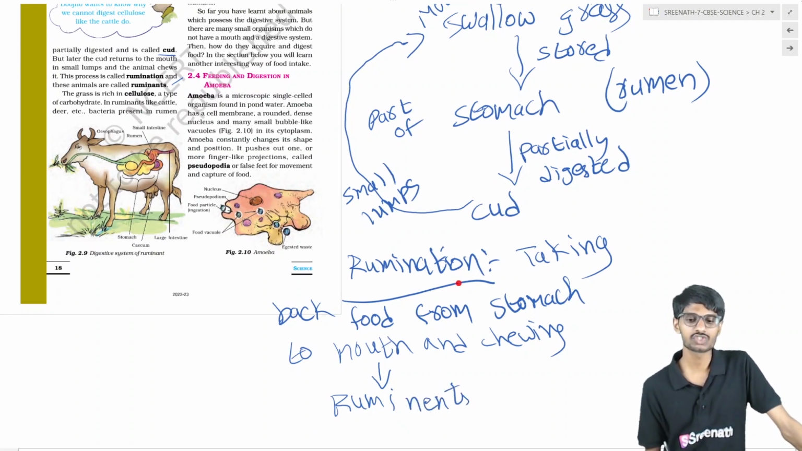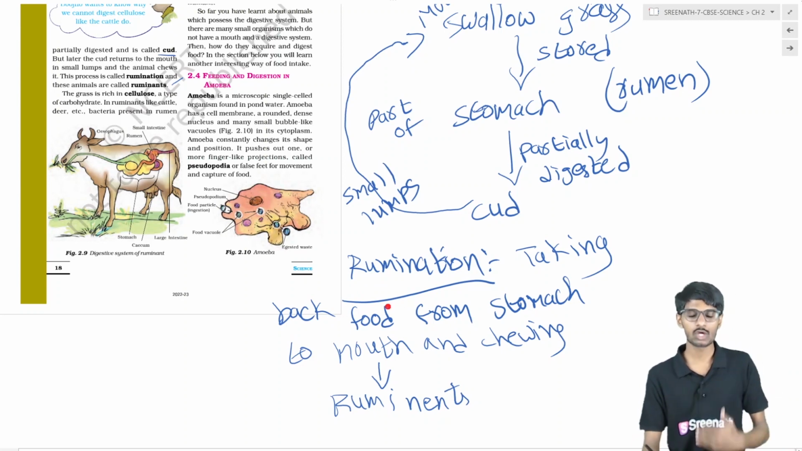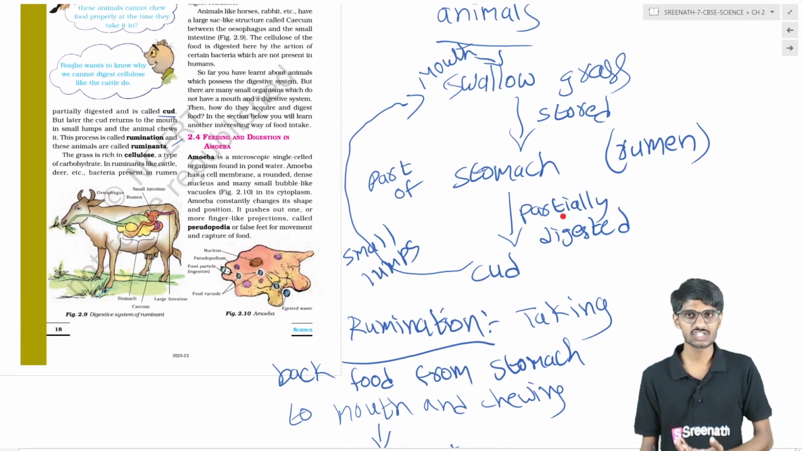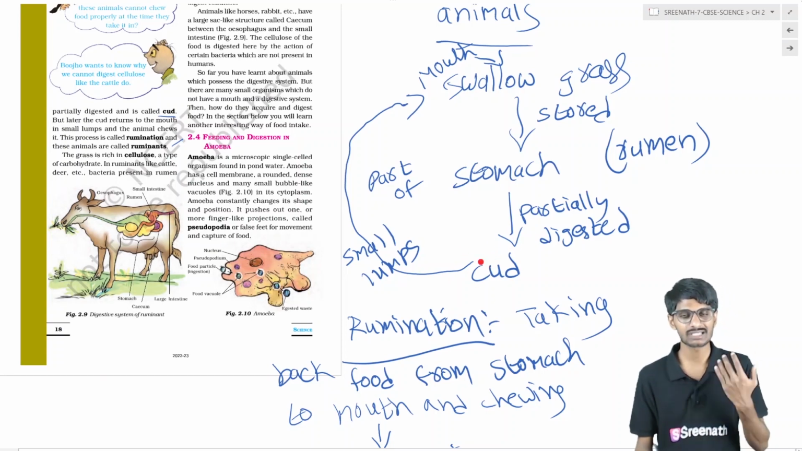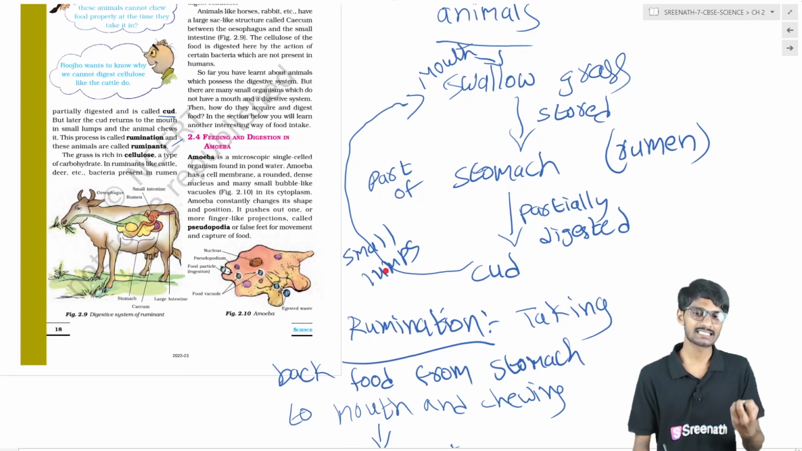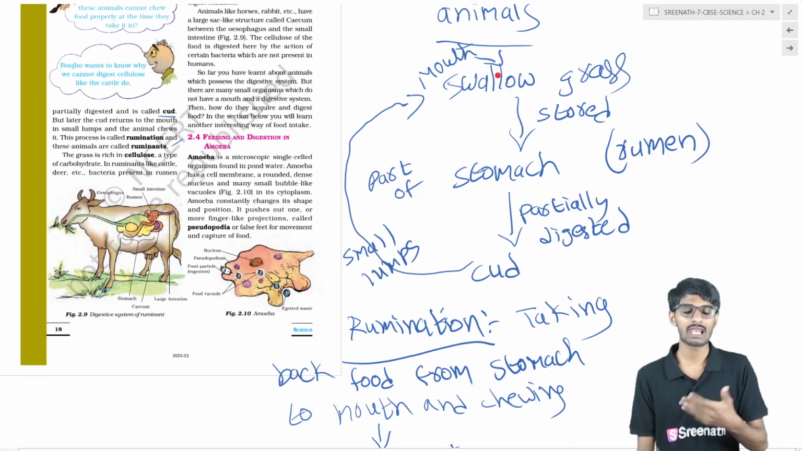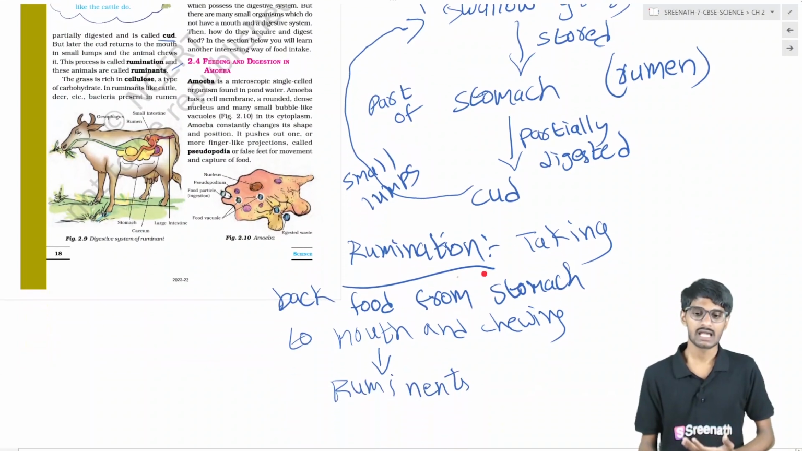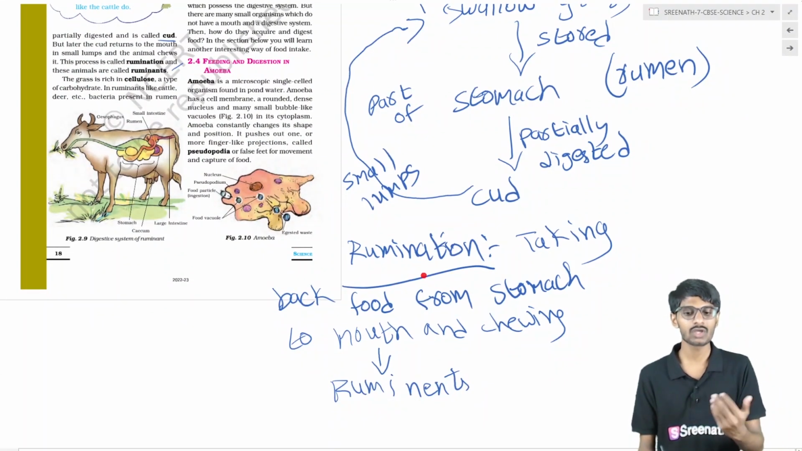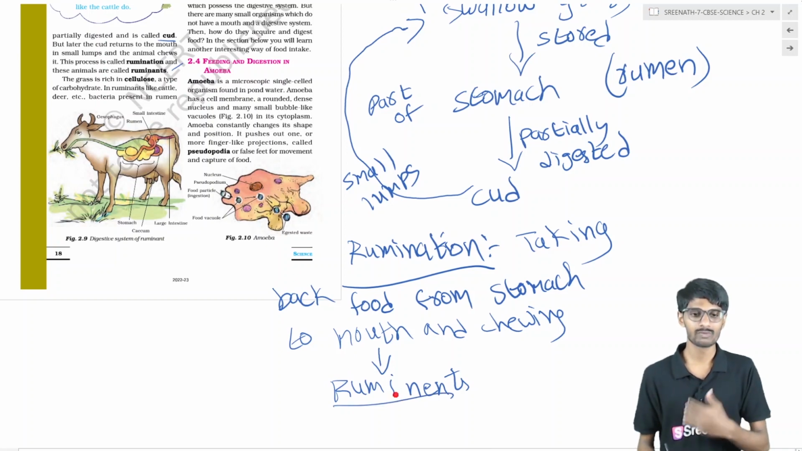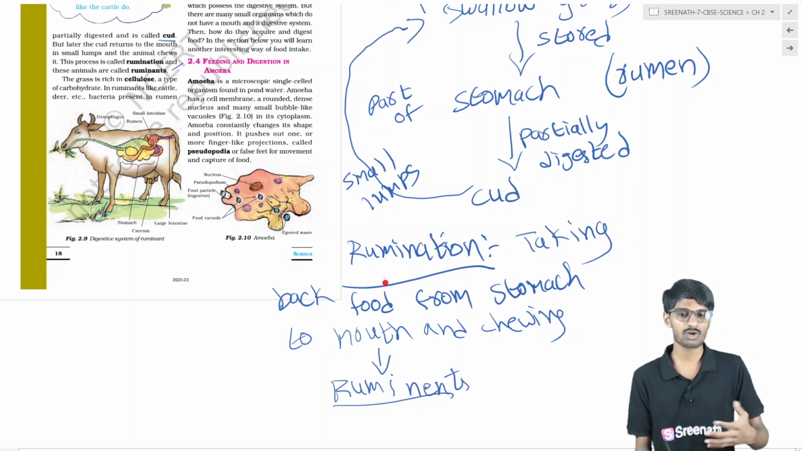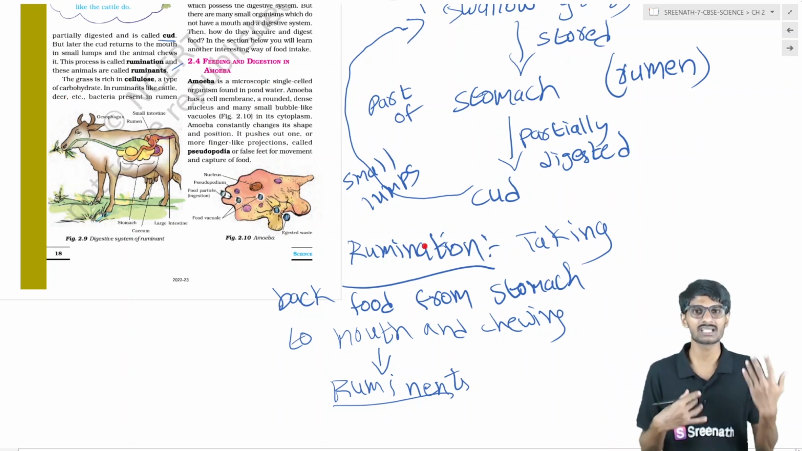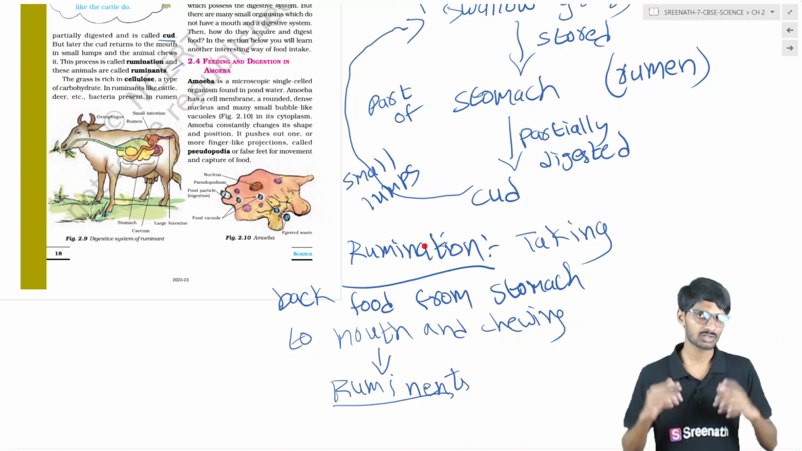So basically, animals which do the process of rumination swallow their food, and the food goes into the stomach, where it is partially digested. We call that partially digested food the cud. Again, this cud, in small lumps, is taken back into the mouth and chewed. This process is called rumination, and the animals following it are called ruminants. Okay students, why do they have to swallow once again? We are going to know the reason behind it.